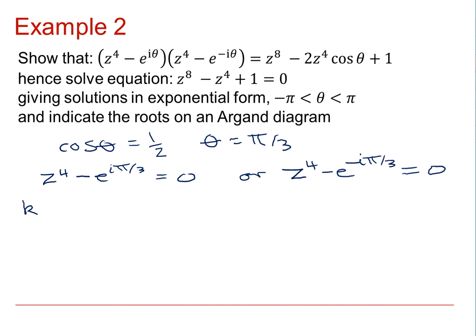The k values can be 0, 1, 2, or 3. z will equal e to the plus or minus i over 4, which is taking that fourth root, of pi by 3 plus 2k pi.